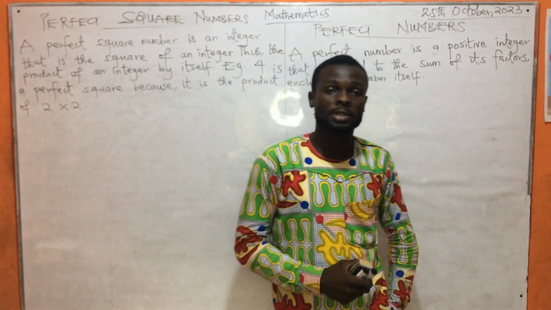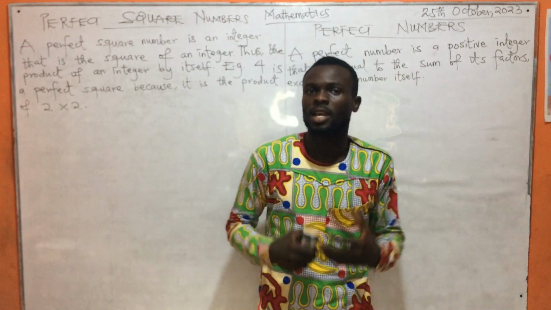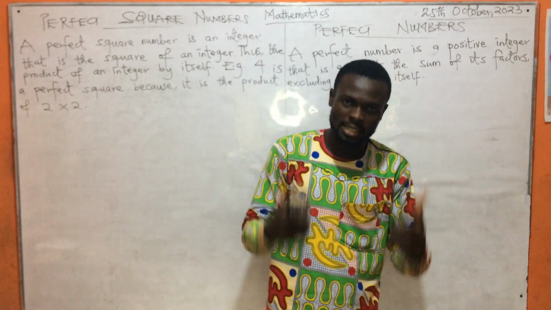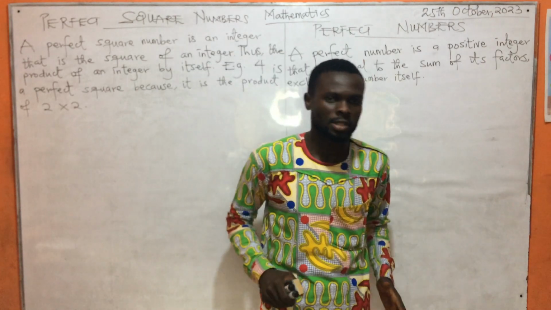Today we want to look at something in Basic 8, which is perfect numbers and perfect square numbers. Perfect numbers and perfect square numbers.